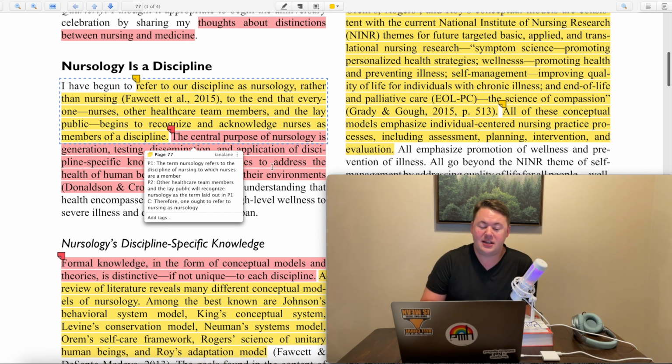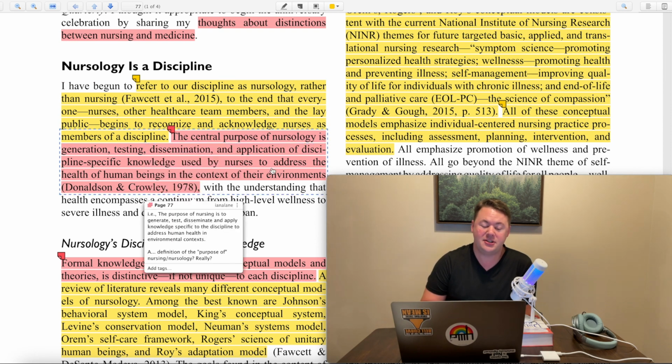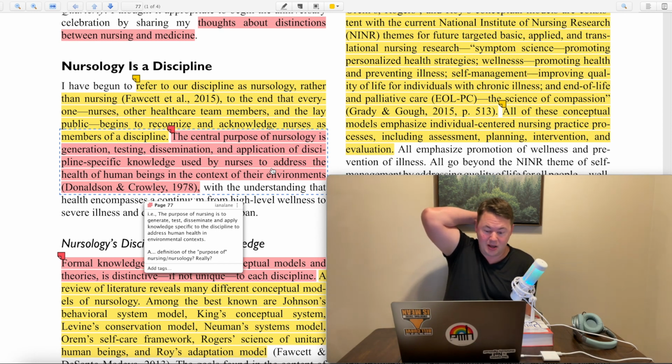Let's move on. The central purpose of nursology is to generate, test, disseminate, and apply discipline-specific knowledge used by nurses to address the health of human beings in the context of their environment. This is interesting. The purpose of nursing is to generate, test, disseminate, and apply knowledge specific to the discipline to address human health and environmental contexts. This is a head-scratcher for a variety of reasons. I don't understand what she means by the purpose of.